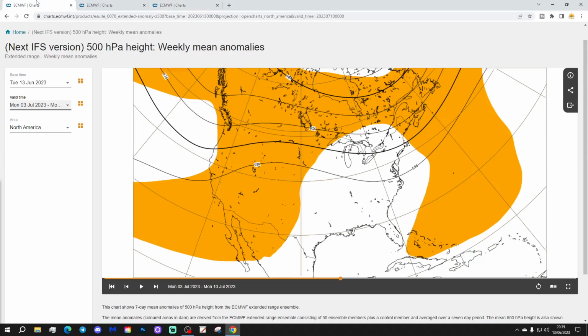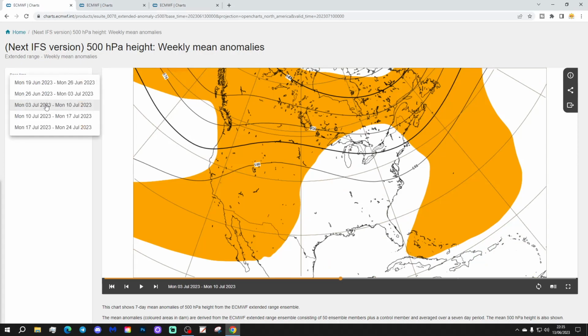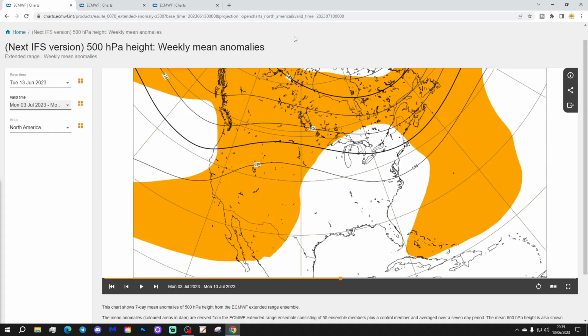Could the long-term, long wave pattern be changing here in North America? And if it is, that would have knock-on effects for the Pacific and also the Atlantic and Europe as well, potentially. So if we are seeing a significant long wave pattern change in America, that will have effects elsewhere.